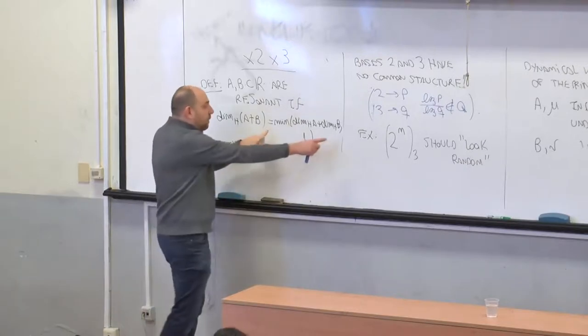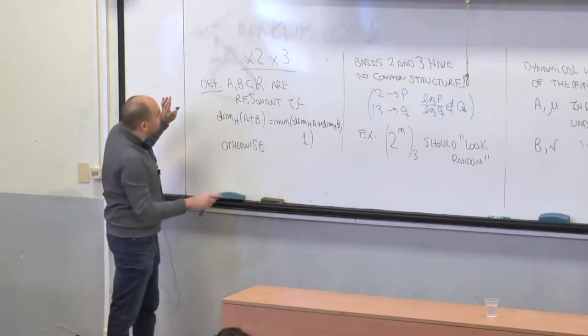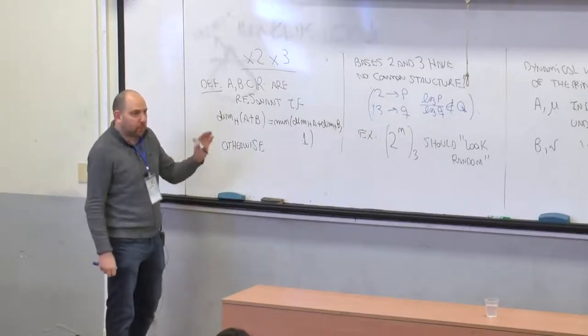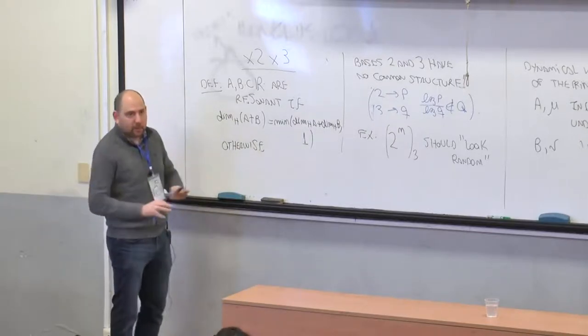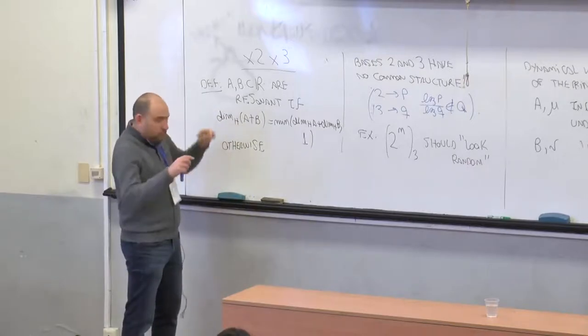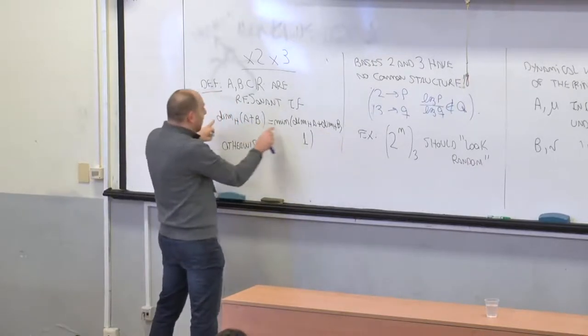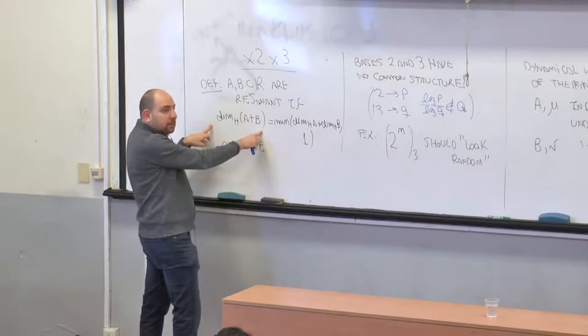Otherwise, well, this number is always an upper bound. There's going to be a white lie for most of the talk. What I'm saying right now is actually not true, but let's imagine that it's true. This is always an upper bound for this. Actually, that is true.